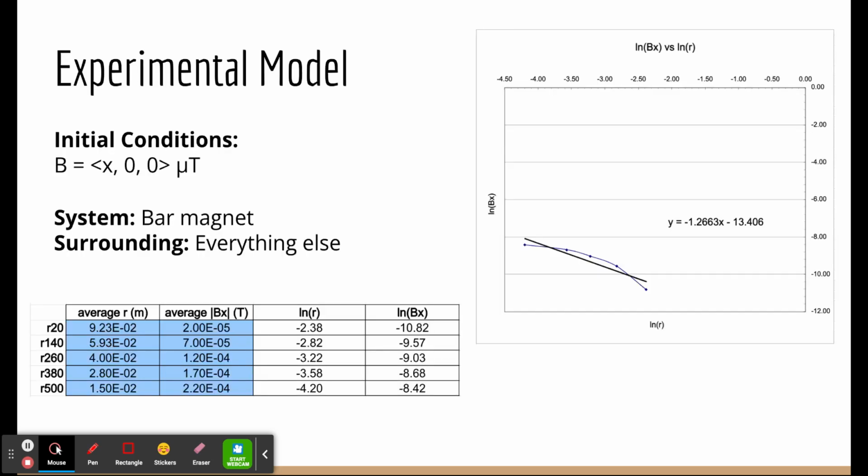The initial conditions of this lab were B equals x00 microteslas, and then the system was taken to be the bar magnet and the surroundings were everything else. I've attached a portion of my data at the bottom, and those values are for 20, 140, 260, 380, and 500 microteslas. So with that data, we created a graph, and then I have this equation right here where y equals negative 1.2663 x minus 13.406, and the n value was found to be the slope, which is negative 1.2663.